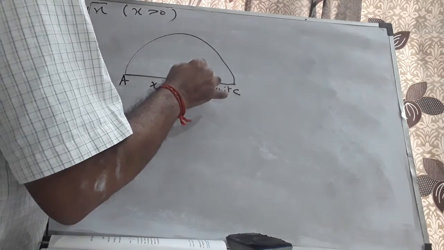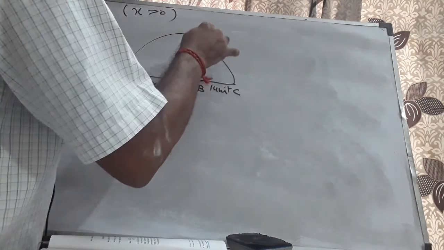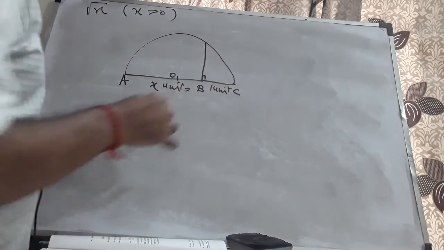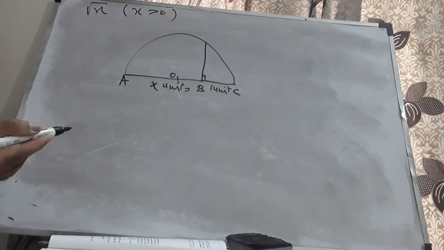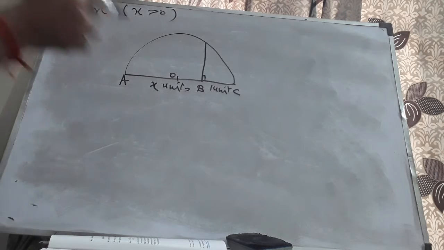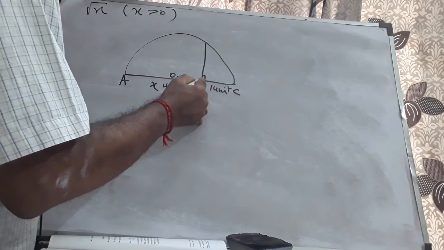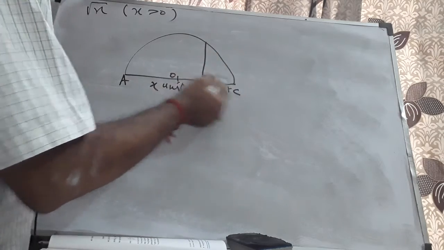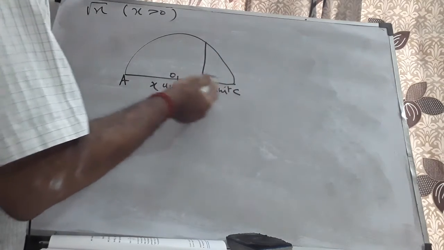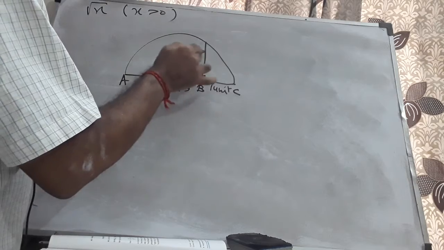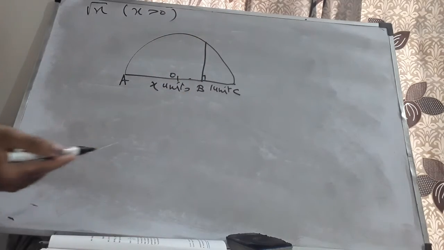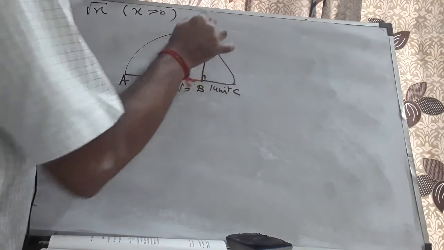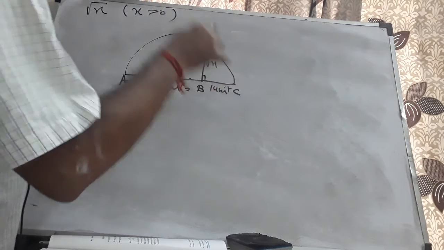I will draw the perpendicular at B to AC. Drawing a perpendicular is a standard construction. With B as center and some radius, draw arcs to intersect AC at two points. With those two points as centers, draw arcs, and join the intersection to get the perpendicular drawn at B to AC. Let this meet the semicircle at D. Now BD length is nothing but root x.